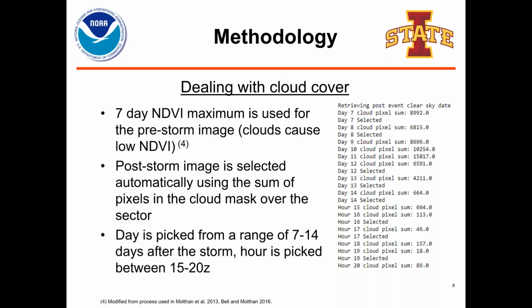Now for the post-storm image, we have to do it a little bit differently. We look in the 7 to 14 day range after the storm, and the script will look at the total sum of cloud cover pixels for each day during that period, and it will pick the day with the most clear skies. Then on that day it's also going to go through midday, hour by hour, and select the best hour, because that can change quite drastically too from hour to hour. So really it's automatically selecting the best day after the storm where you have the most clear skies.